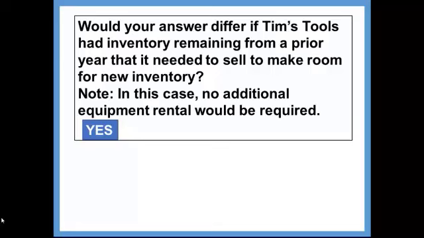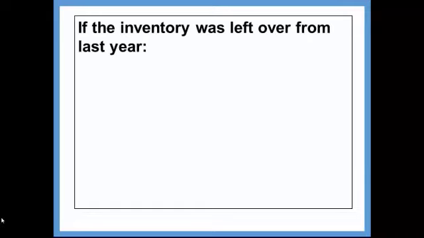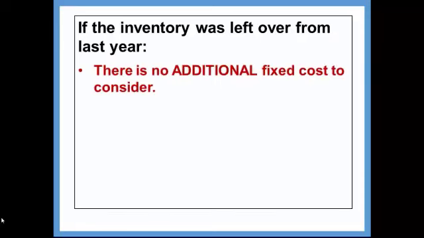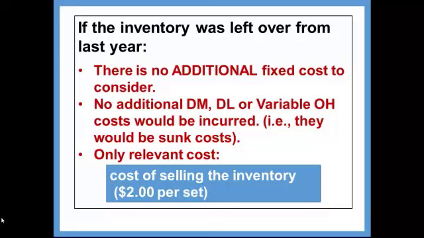So let's think about what cost would be incurred to sell this inventory. So if the inventory was left over from last year, there's no additional fixed cost to consider. You're not going to have to rent equipment to produce it, and the $30,000 original fixed cost is not going to change. But the key here is that there would be no additional direct material, direct labor, or variable overhead cost. These units would have already been produced. So the only relevant cost is the selling cost. That is the $2 per set.